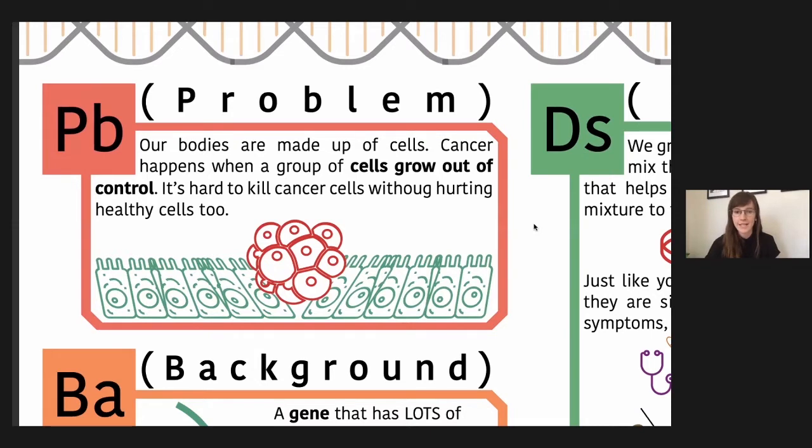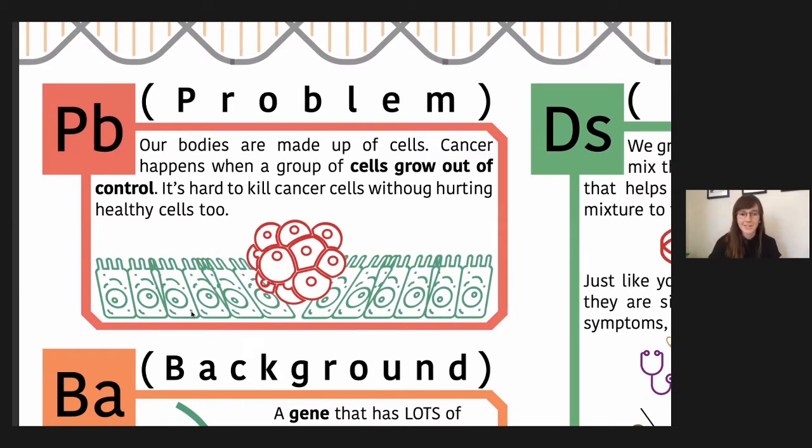Before I get into my experiments, I just want to go into a little bit more detail about what the problem is. Our bodies are made up of cells, trillions of cells. Cancer happens when a group of cells just starts to grow out of control. They multiply and they multiply. They can push out other healthy cells in your body. They can steal the nutrients that the other cells in your body need to survive. They're greedy cells. And this is what we call cancer.